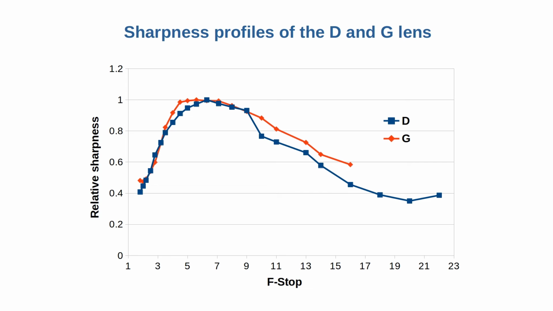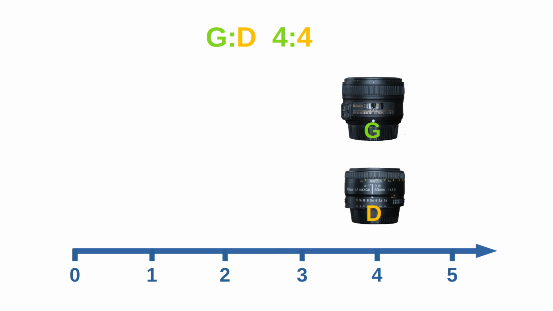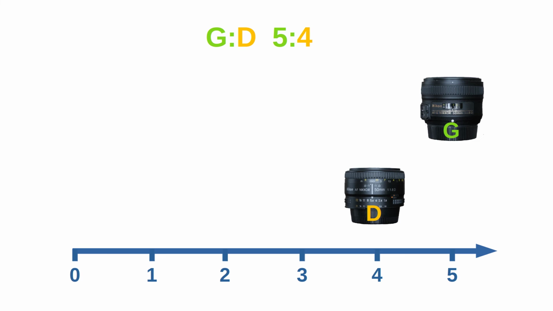The results indicate that the lenses have a very similar sharpness profile and share the same general sweet spot around f-stop 5 and 6. Note that this graph is not telling us which lens is sharper, because I standardized both graphs by making the sharpest point equal to 1. Still, the G curve is a bit more flat, meaning that you have more f-stop values yielding very good results. The G lens jumped over the finish line first.